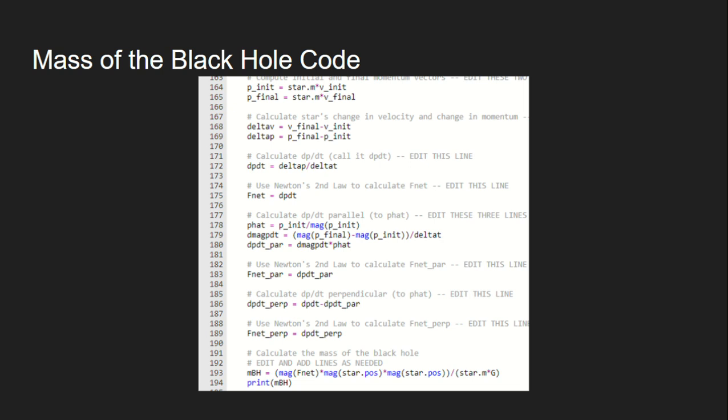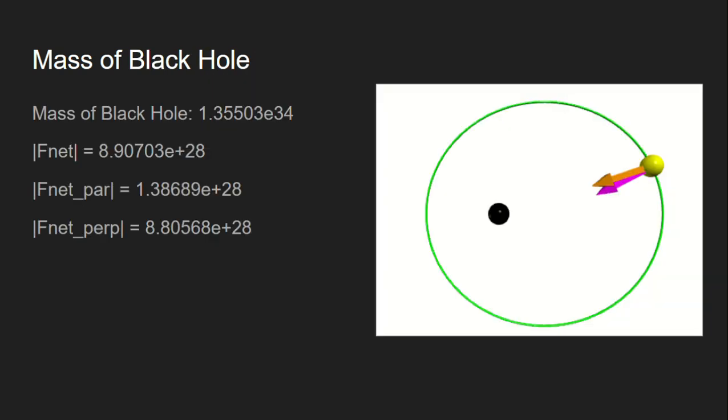An important thing to note is that Fnet is equal to the sum of its components, so Fnet perpendicular is equal to the net force minus its parallel component. I also drew arrows to represent Fnet and its components. These are the results that I got for part 1.